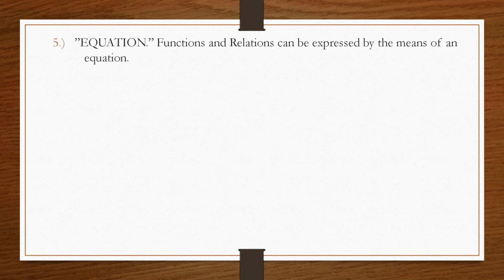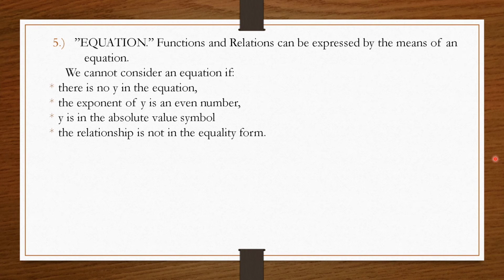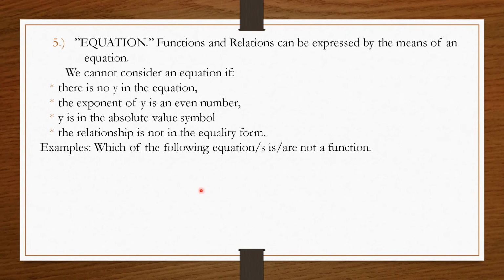The fifth way of expressing functions and relations is through an equation. Functions and relations can be expressed by means of any equation. We cannot consider an equation a function if there is no y in the equation, the exponent of y is an even number, y is inside an absolute value symbol, or the relationship is not in equality form. Here are some examples.